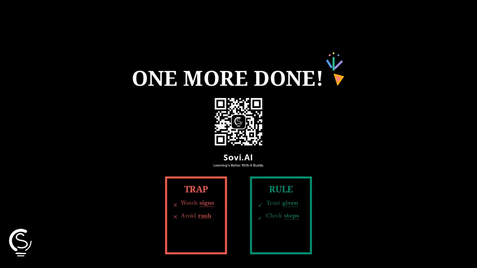Well done! Scan now. The trap is rushing past category words. The rule is trust the given definition and check each choice against it.